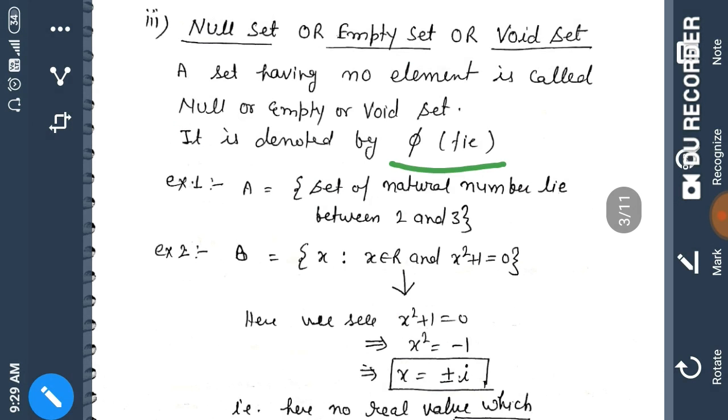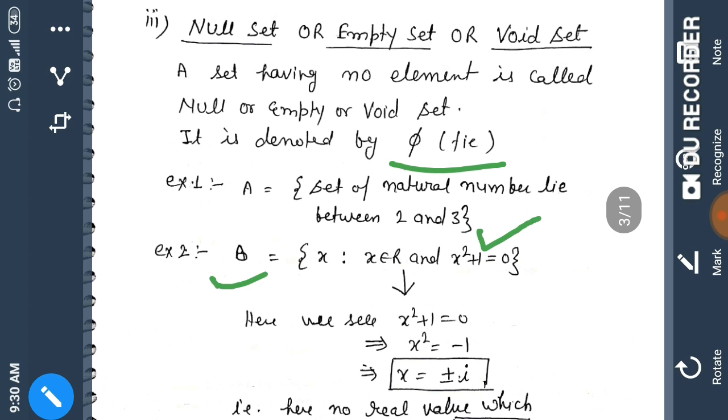Okay, let's take an example. Example number 1. Let A is equal to curly brackets, set of natural numbers that lie between 2 and 3. As we know, there exists no number between 2 and 3. So the value of A is phi, there exists no element. So A is the empty set.